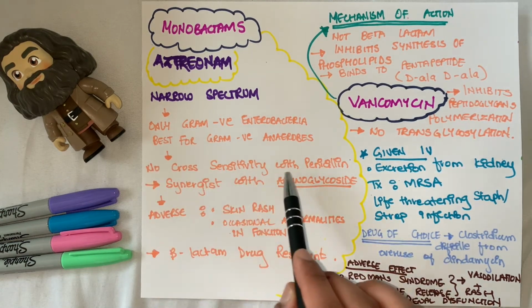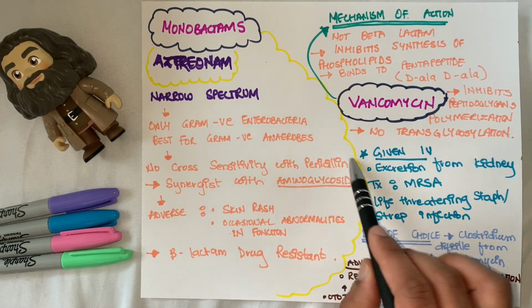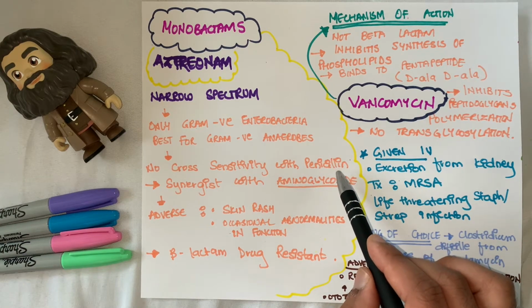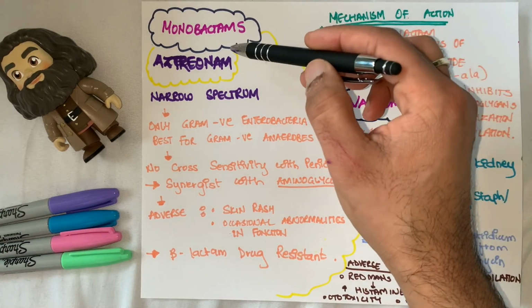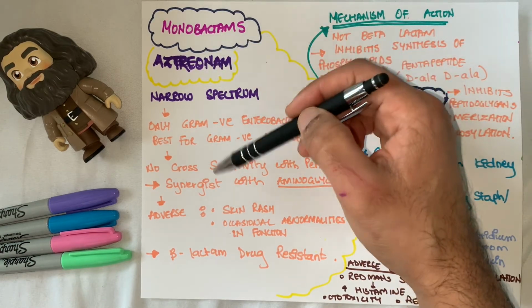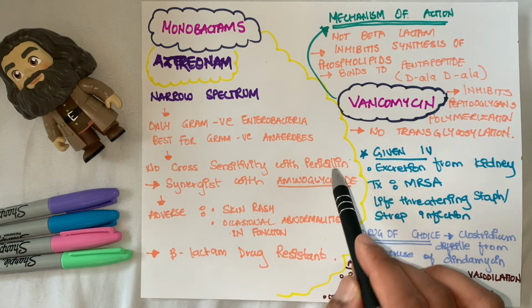No cross-sensitivity with penicillin. That statement means that if a person is allergic to penicillin with an anaphylactic reaction to penicillin, then it does not matter if you take monobactam or avoid monobactam. They're not really cross-linked. So it's a safe drug even when you're allergic to penicillin.